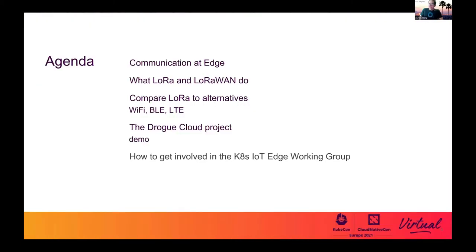So here's today's agenda. We're going to give contact information and a link to the deck at the end. I'm going to start with a really quick overview of what's different about communications for edge applications and edge devices. Then we're going to move on with an introduction to some technology called LoRa, along with network architecture based on it called LoRaWAN. About halfway through, Dejan is going to take over with a talk on the Drogue Cloud project, followed by a demo. Hopefully you'll like the talk, and if you do, we're going to wrap up with details on how you can become a member of the Kubernetes IoT Edge Working Group, where we host ongoing discussions on subjects like what's in this talk.